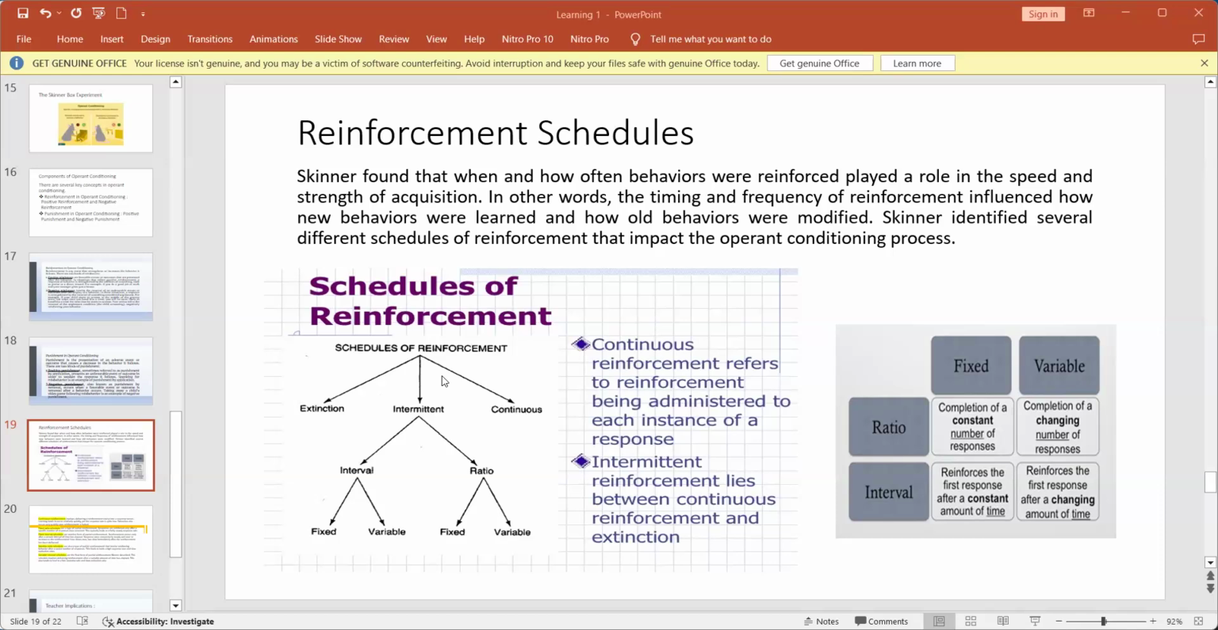If it is fixed ratio, the teacher is going to reward the child for every 10th book that the child reads. So the child reads 10 books and is entitled to a reward. That is intermittent, not each and every time. Okay?